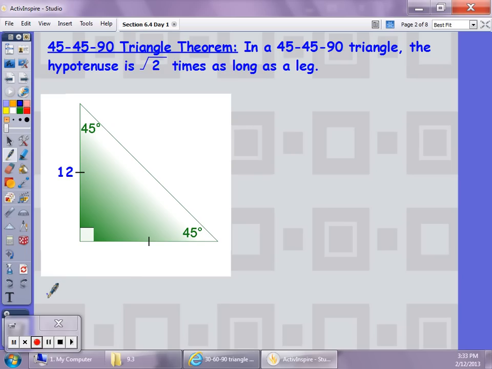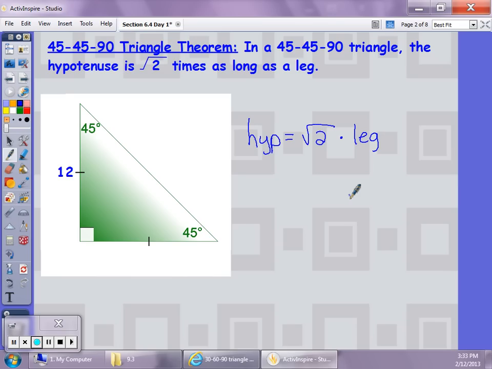In a 45-45-90 triangle, the hypotenuse is root 2 times as long as a leg. So if we put this into an equation, we know that in a 45-45-90 triangle, the hypotenuse will always be root 2 times as large as the leg. In a 45-45-90 triangle, the legs will have the same measure.